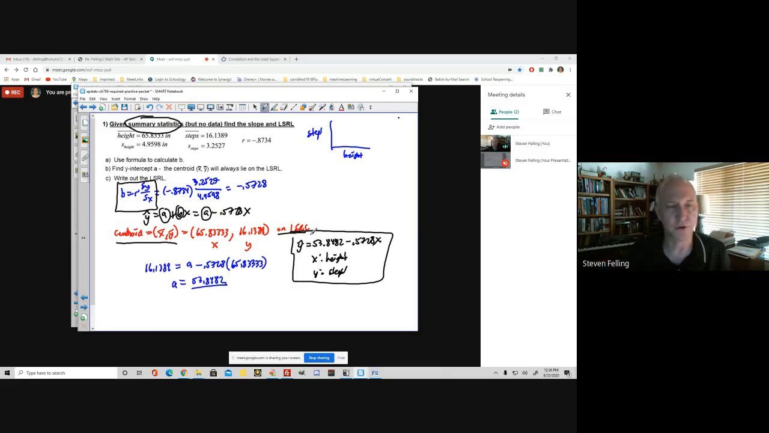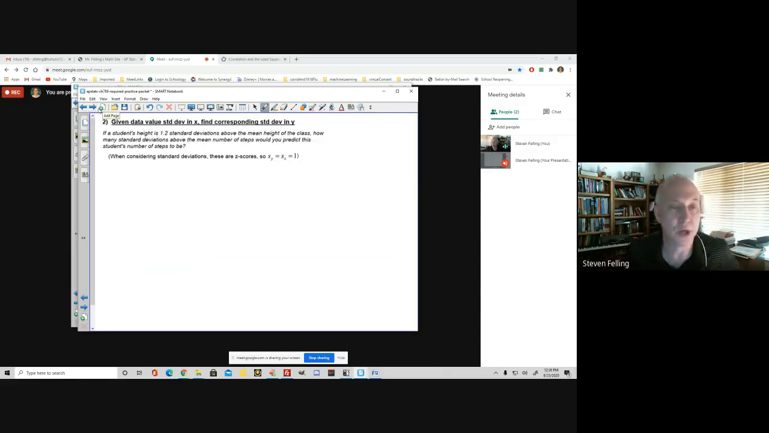So that's one clever use of this formula. Okay, the next one in your practice packet is another one I want us to work together, and it's another use of that equation, which is, if we're given a data value standard deviation in x, could we find the corresponding standard deviation in y?